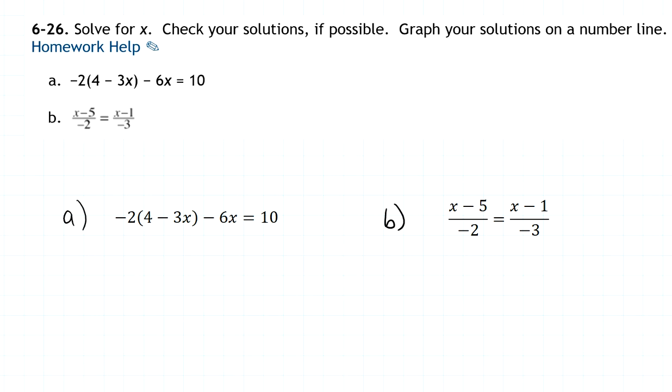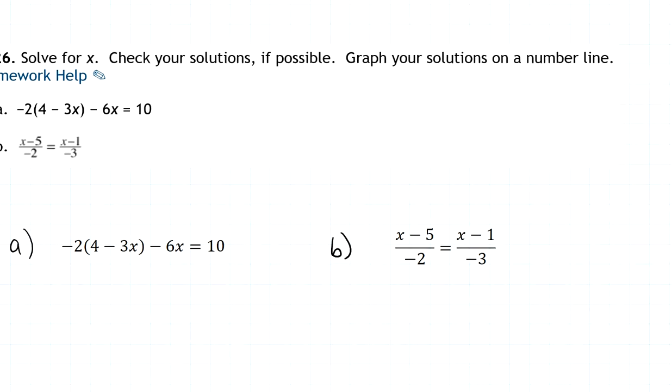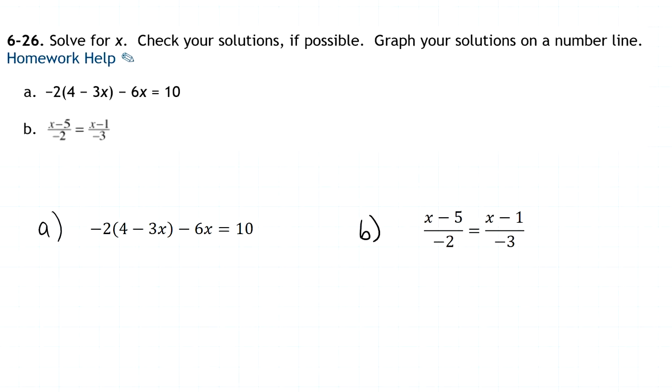So we have two equations here. It asks us to solve for x. Also, we're asked to check solutions if possible. And finally, it says graph your solutions on a number line. So we'll look at that in case there's any confusion about it.